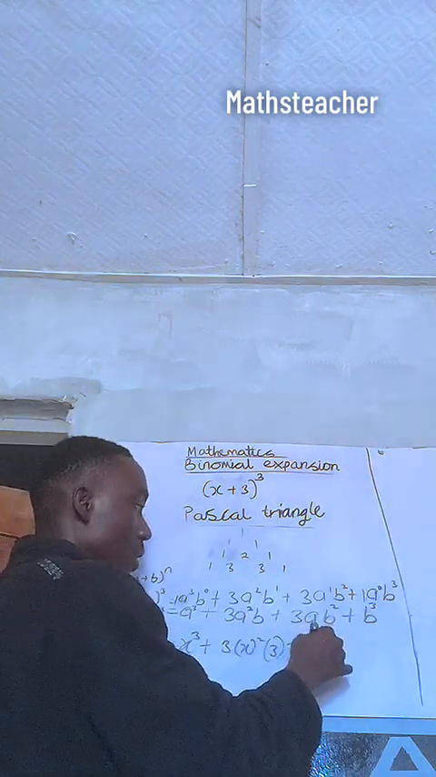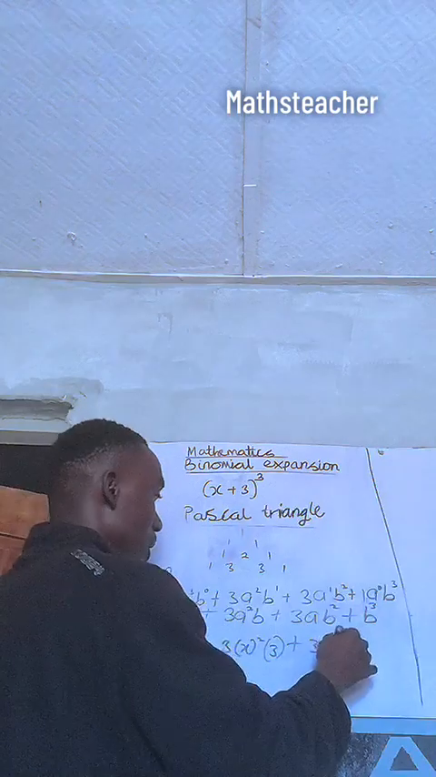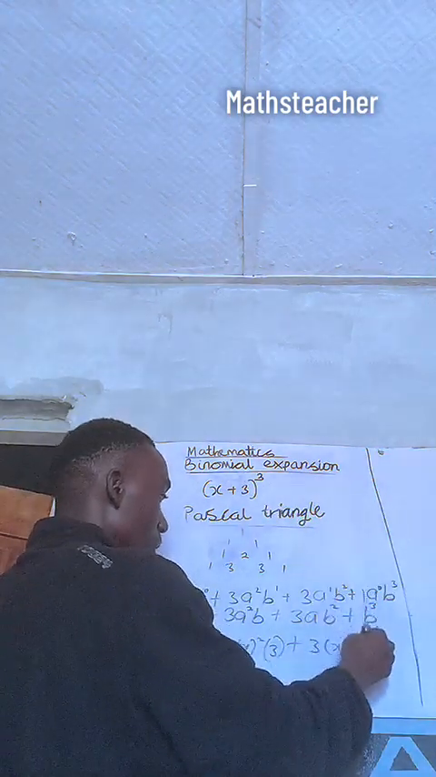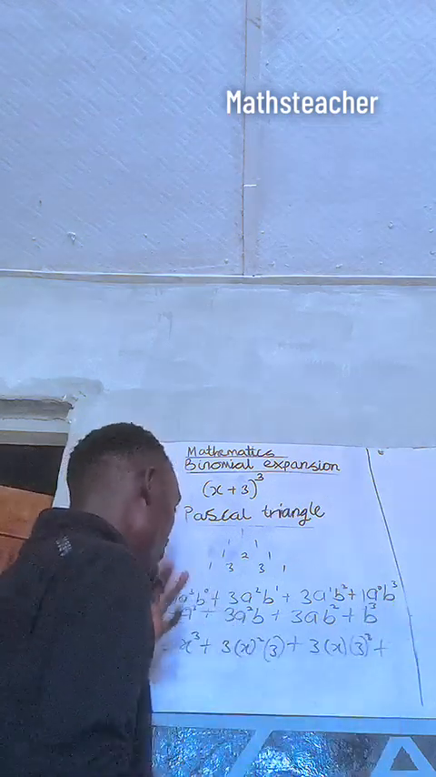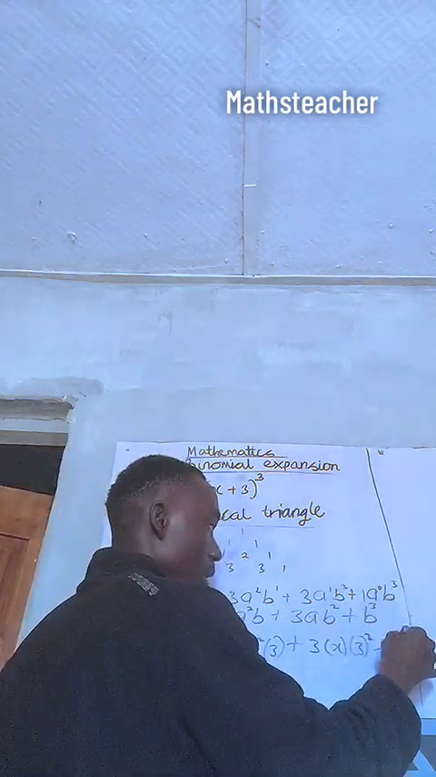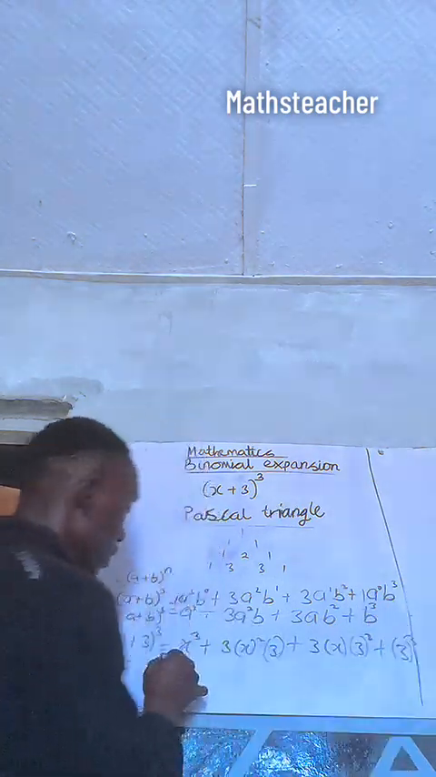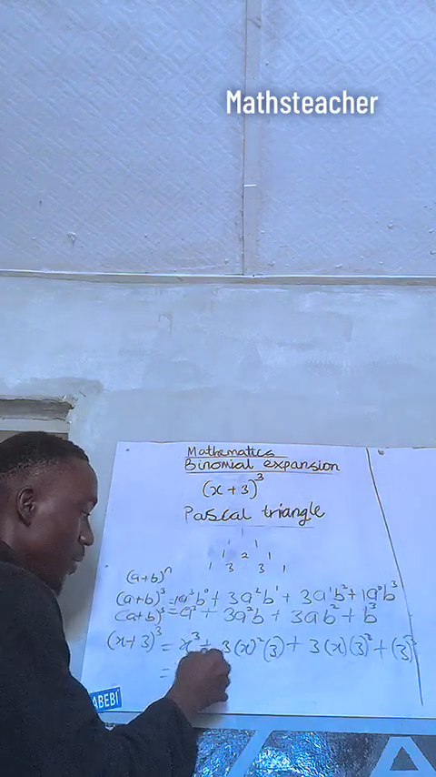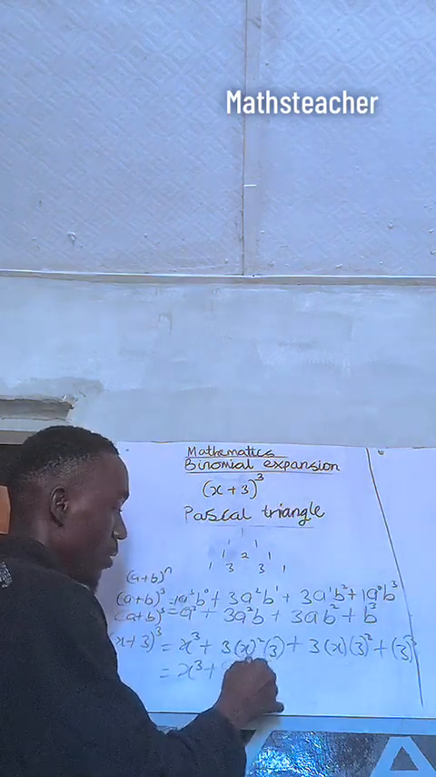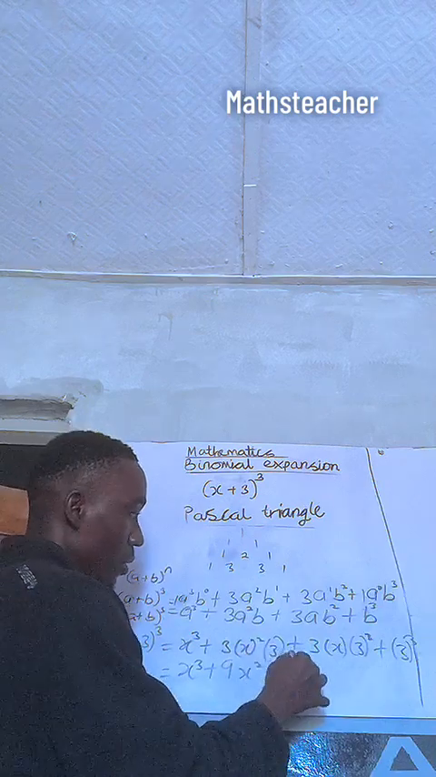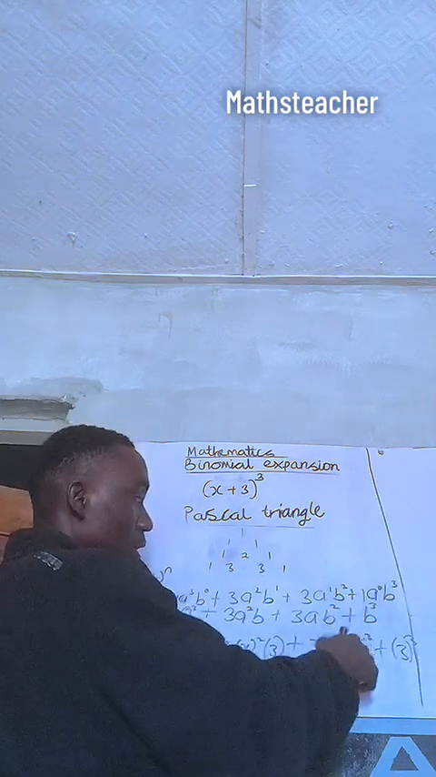Plus 3, what is our a? x. Then our b is what? 3, raised to power 2. Plus, what is our b here? Our b is 3, raised to power 3. So bringing that down, we have x raised to power 3 plus what? 3 times 3, 9, x raised to power 2, plus 3 times 3 squared, which is 9.